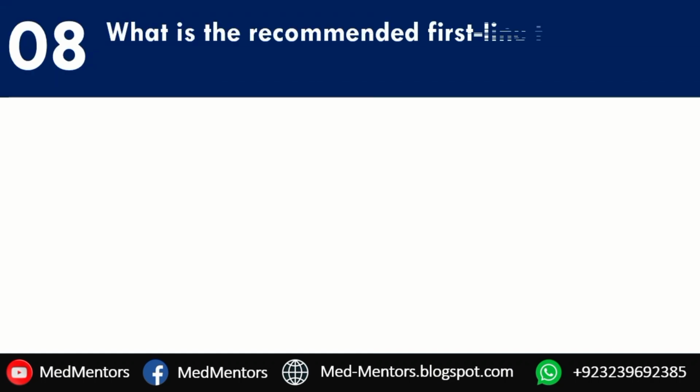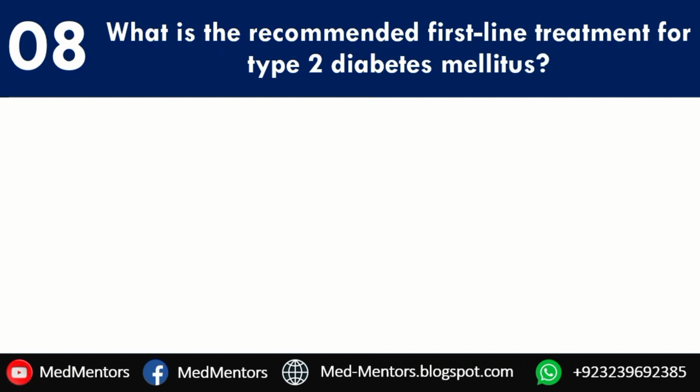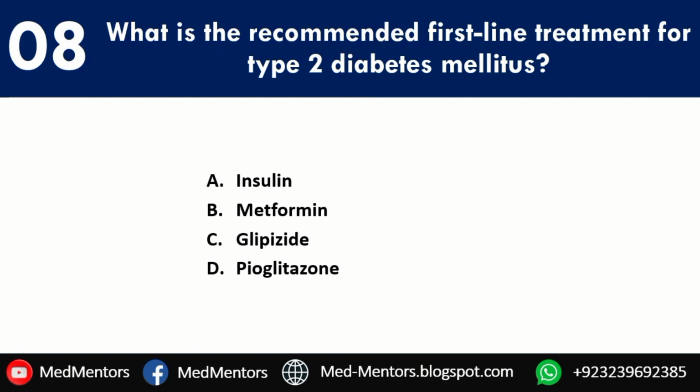Number 8. What is the recommended first-line treatment for type 2 diabetes mellitus? Option A. Insulin. Option B. Metformin. Option C. Glipizide. And option D. Pioglitazone. The correct option is metformin.